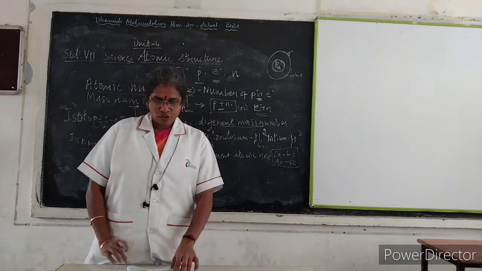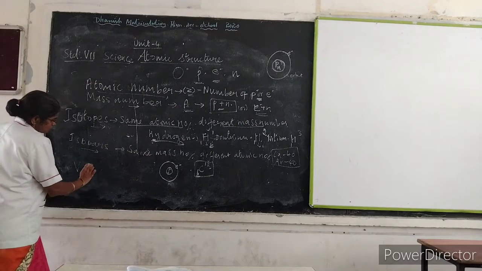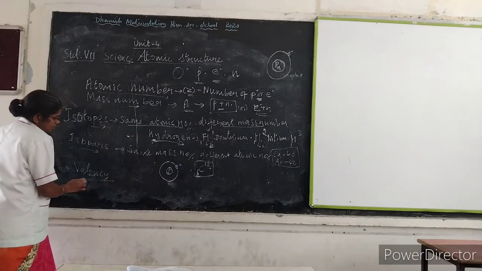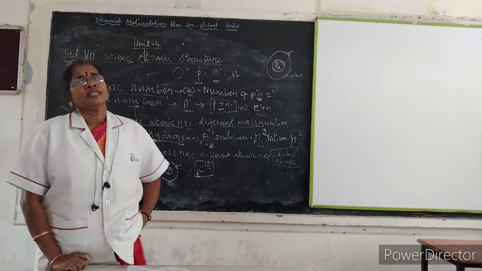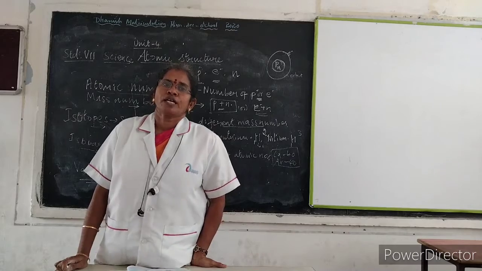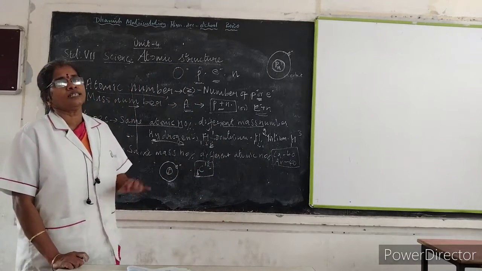Then coming to valency. Valency is very important. Valency is nothing but the combining capacity of an element. What is that? The combining capacity of an element. We call that valency.